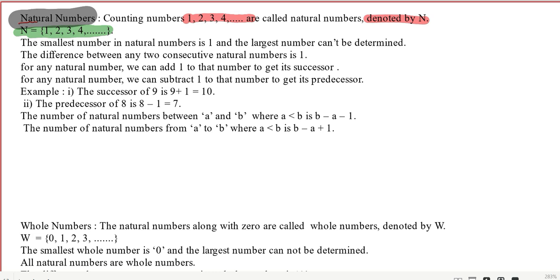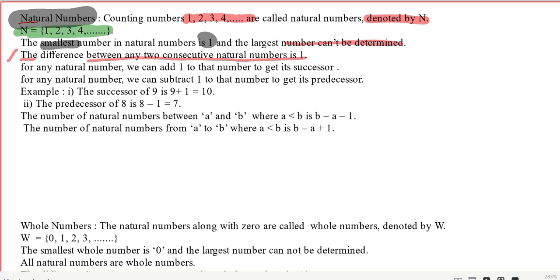What is the smallest natural number that we have? The smallest natural number is 1. And what is the largest natural number? The largest natural number cannot be determined. An important property related to natural numbers: the difference between two consecutive natural numbers is always one. Consecutive natural numbers means the numbers which come one after the other.